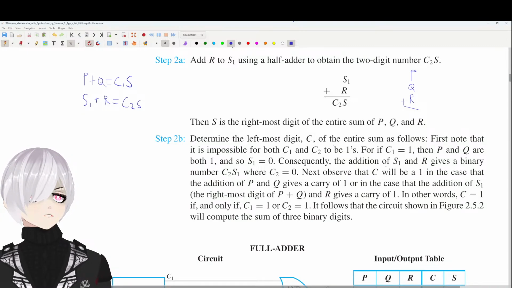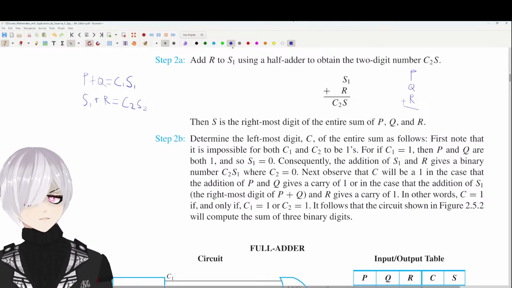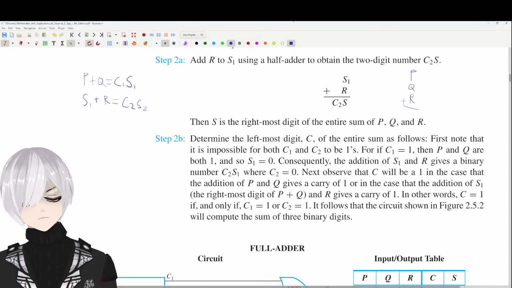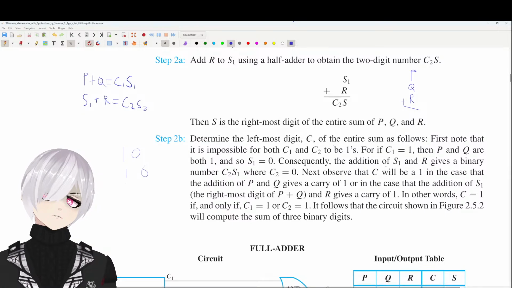Because, well, that's if S1 equals 0, I guess. It should be S2, right? I'm not sure if they have an S2. It would be nice if they said S2. They just called it S for some reason instead of S2. But we could call it S2, I guess.